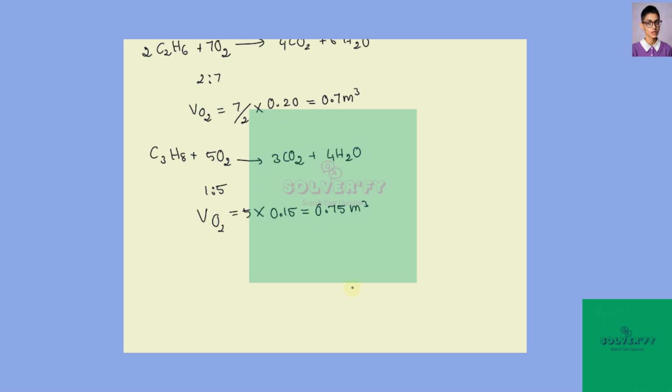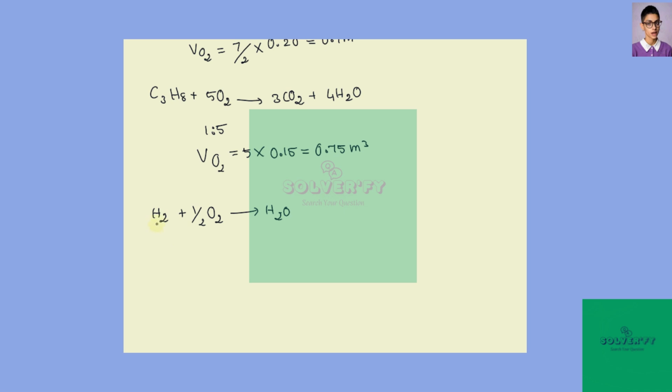Coming to the next gas, that is hydrogen, it would combine with half a mole of oxygen and give H2O. Here the hydrogen and the oxygen are in 1:1/2 ratio. Therefore, the volume of the oxygen will be equal to 1/2 into the volume of hydrogen, which is 1/2 × 0.05. On solving this, it will be equal to 0.025 meter cube.